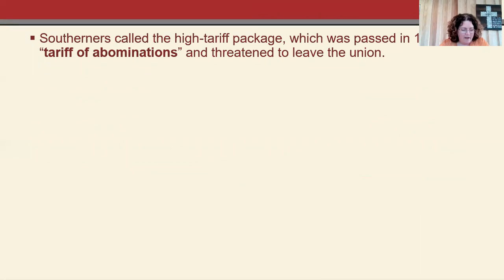The Southerners called the high-tariff package, which was passed in 1828, the tariff of abominations, and threatened to leave the Union. Abominations means bad. Whenever I see the word abominations, I always think about the abominable snowman that you see on Rudolph the Red-Nosed Reindeer. So abomination is bad. And the tariff would force them to pay higher prices for items they needed, and thus would hurt their economy.